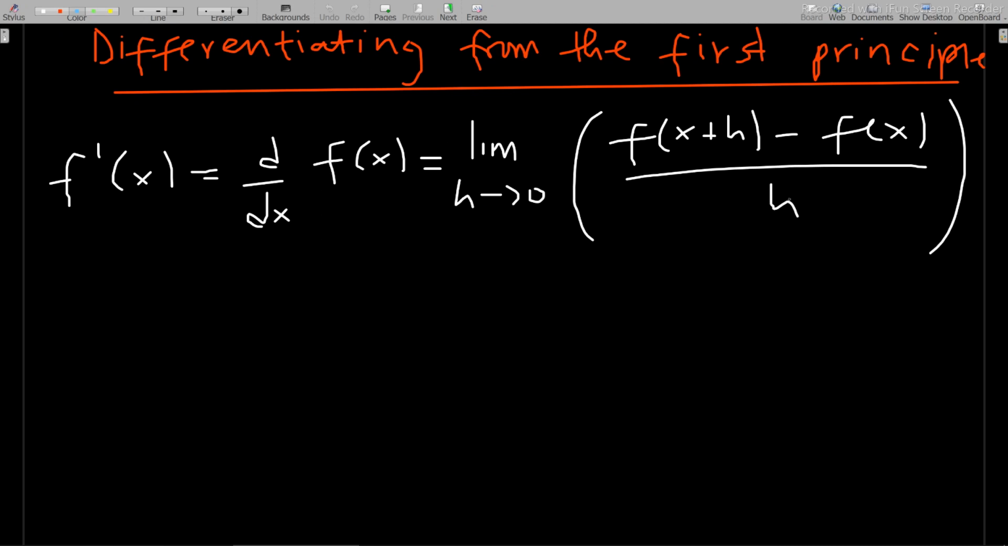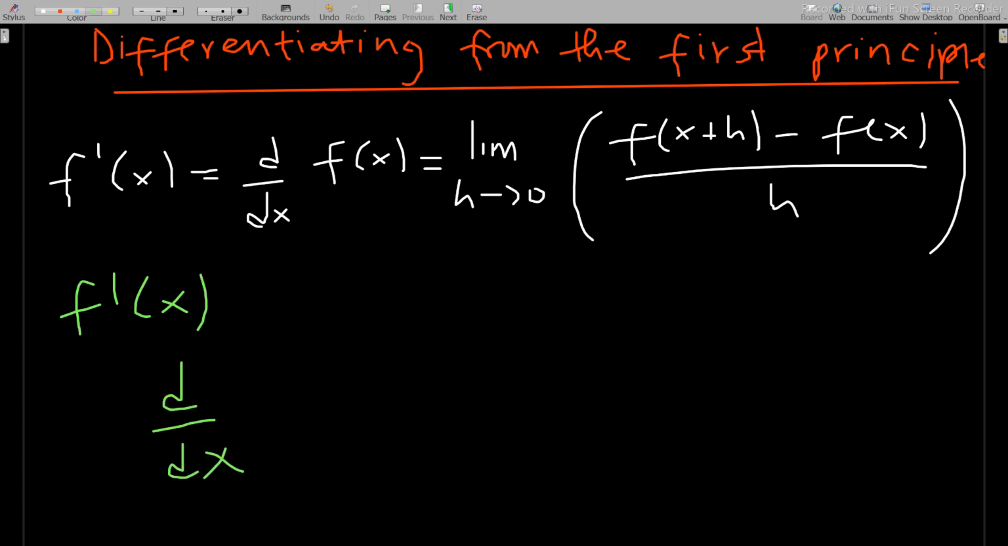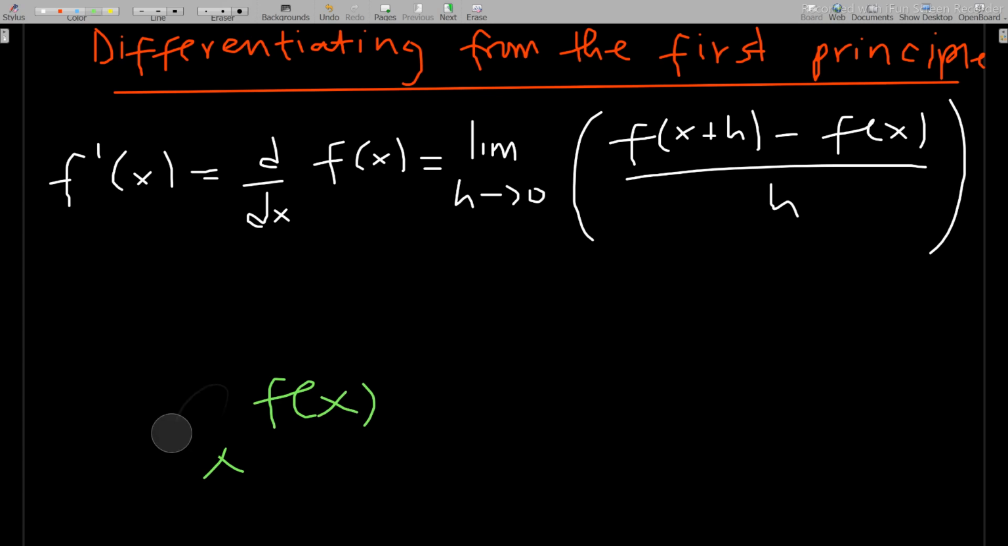Differentiating from the first principle. If a function is differentiable, then when you differentiate it you call it f prime of x, or you can say d/dx of f of x, a function that is in terms of x. In the first principle, it is given by the limit as h approaches 0 of f of x plus h minus f of x, over h.